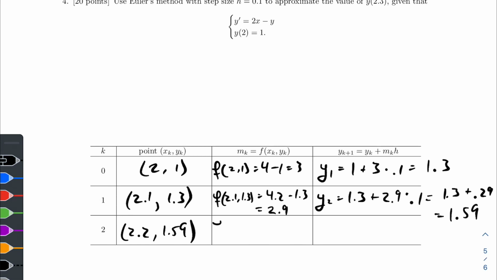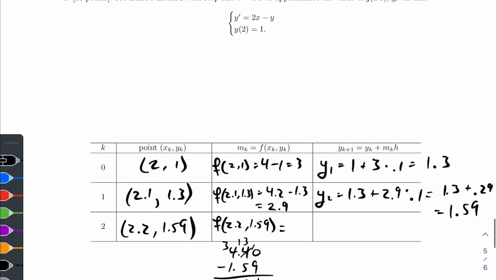And looks like after this point, it's going to get a little complicated. So get your mental math ready. All right, so we do 2 times the x value, which is 4.4, minus the y value, 1.59. So I'm going to subtract those. Carry that. So 10 minus 9 is 1. 3, carry that. It's an 8. 2.81. Okay, so 2.81, if you remember how to do subtraction, you could use a calculator, I don't care.